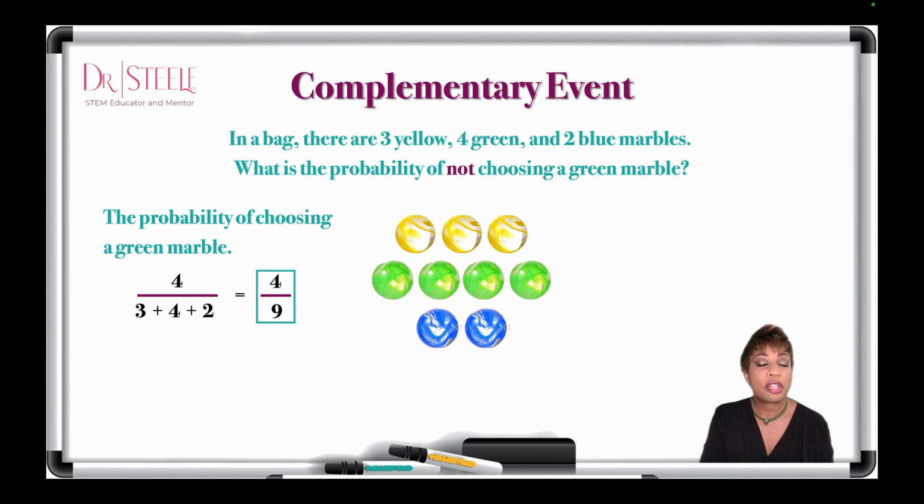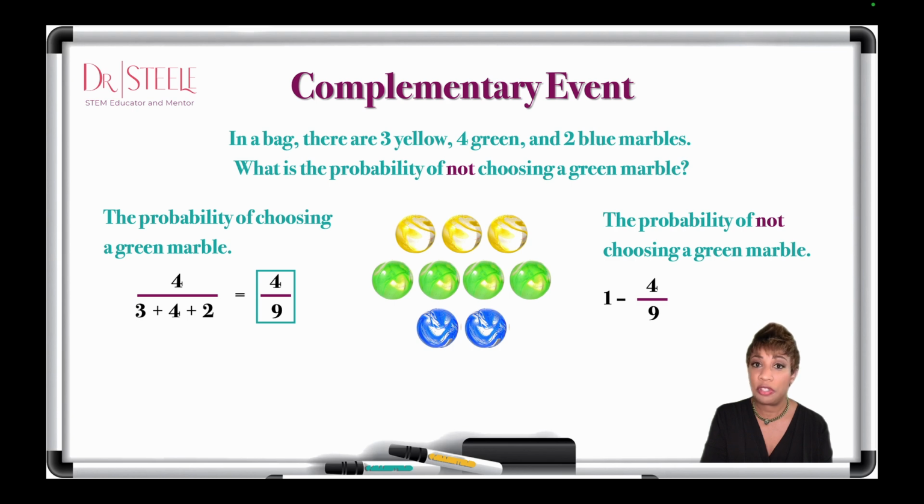So if we use the rule that we just learned, the probability of not choosing a green marble is going to be 1 minus the probability of choosing a green marble, which is 4/9, and that is going to give us 5/9.